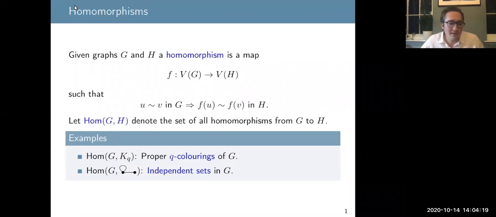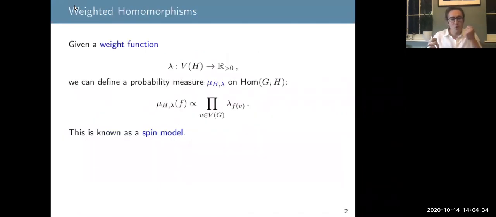Okay, but for the statistical physicists, homomorphisms come up naturally in the study of spin models. And let me give you some examples. So you can put some really nice probability distributions on this set hom(G, H). For example, if I weight the vertices of H, so here let me assign every vertex of H some positive weight, then I can decide to select a homomorphism from G to H with probability proportional to the product of all these weights. And I'm going to give a couple of examples in a second.